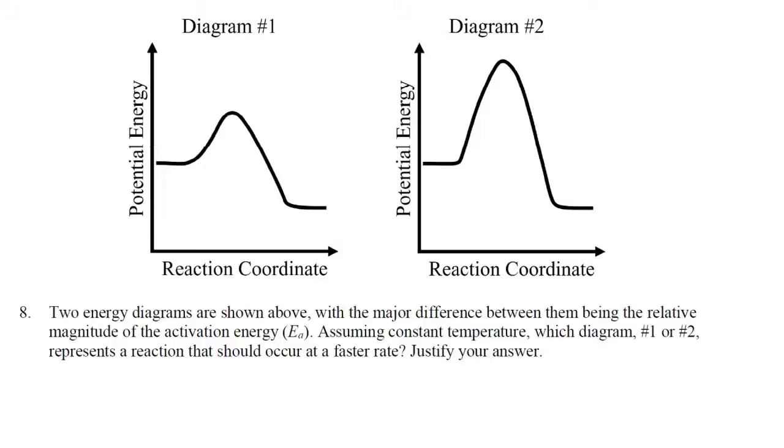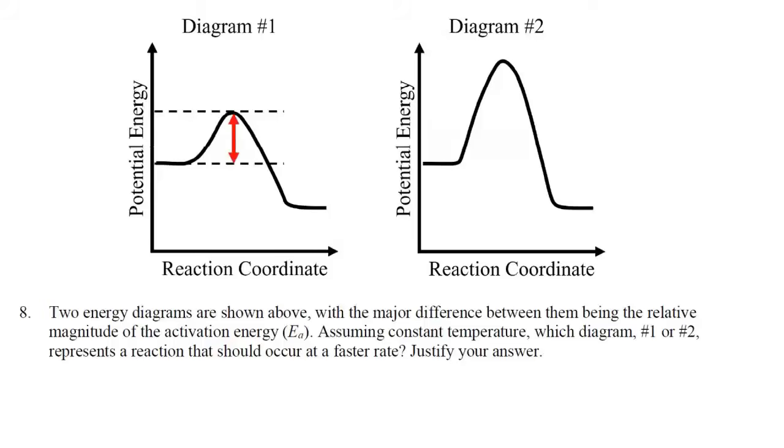So what is the difference between diagram 1 and diagram 2? Well, it says that the major difference between them is the relative magnitude of the activation energy. Assuming constant temperature, which diagram, 1 or 2, represents a reaction that should occur at a faster rate? Justify your answer. Now, what I'm going to do is label the activation energy on diagram 1. I would start at the level of the reactants, and I would go all the way up to the top of the hill, as in the transition state.